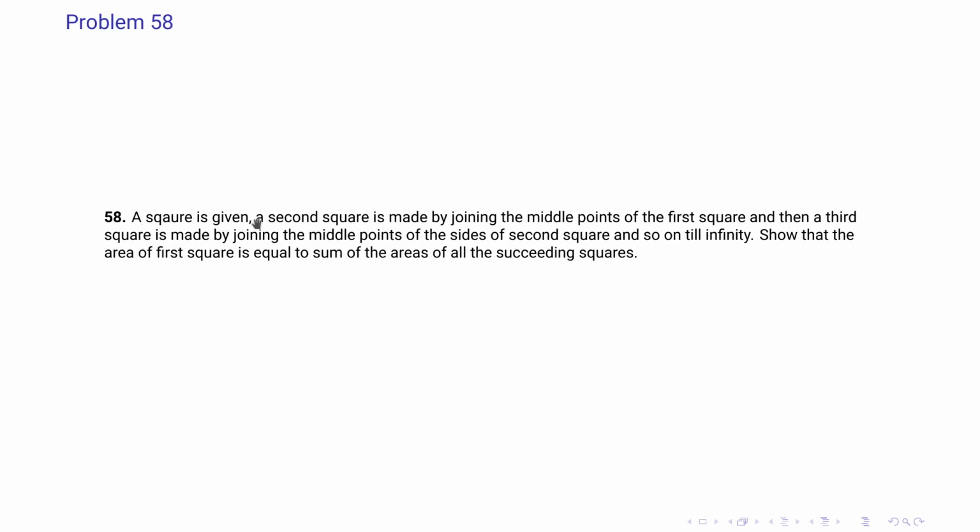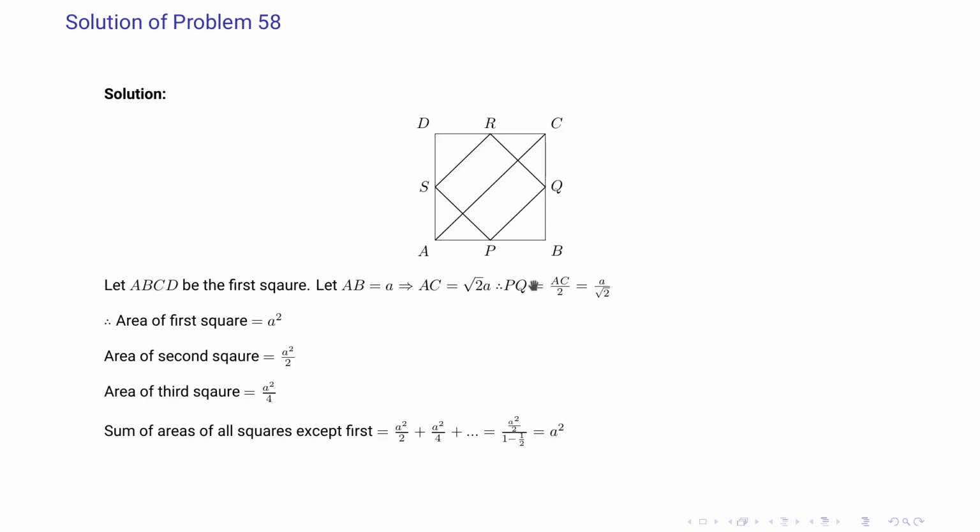Problem 58 says that a square is given, a second square is made by joining the middle points of the sides of the first square, then a third square is made by joining the middle points of the sides of the second square, and so on till infinity. Show that the area of the first square is equal to the sum of the areas of the succeeding squares. So we take this square ABCD, and we take PQRS the midpoints. We find that AC is equal to square root of 2 times a, if each side of the square is a. In this case, PQ would be AC by 2, that is a by root 2. The question is how PQ is AC by 2. That is very simple to prove.